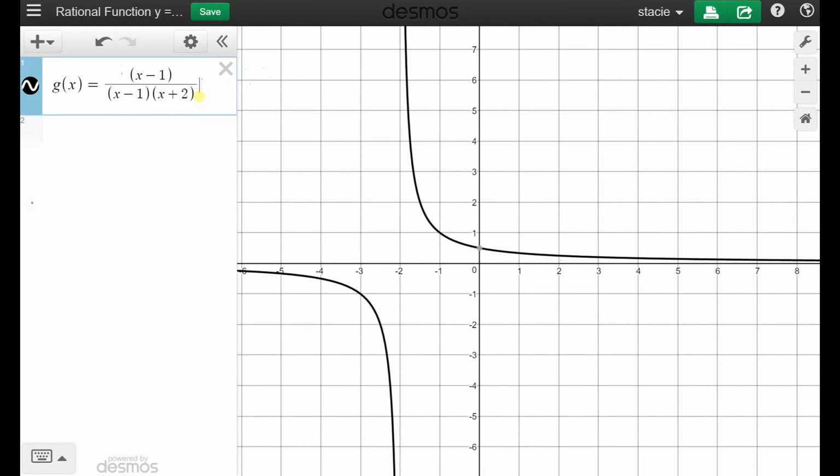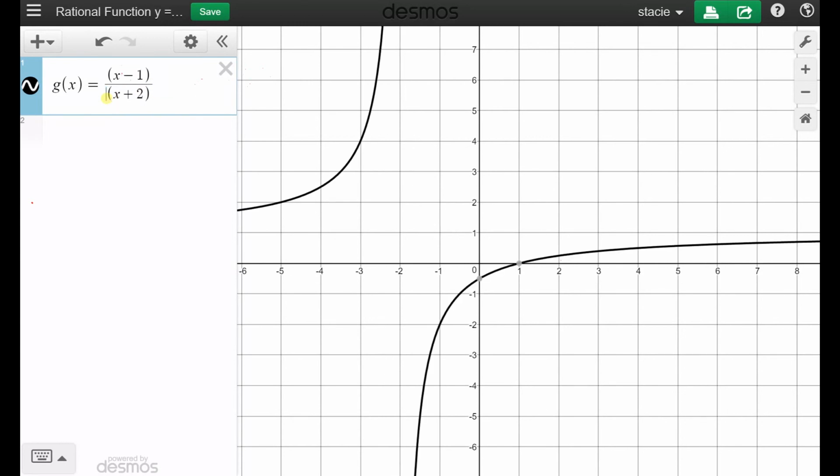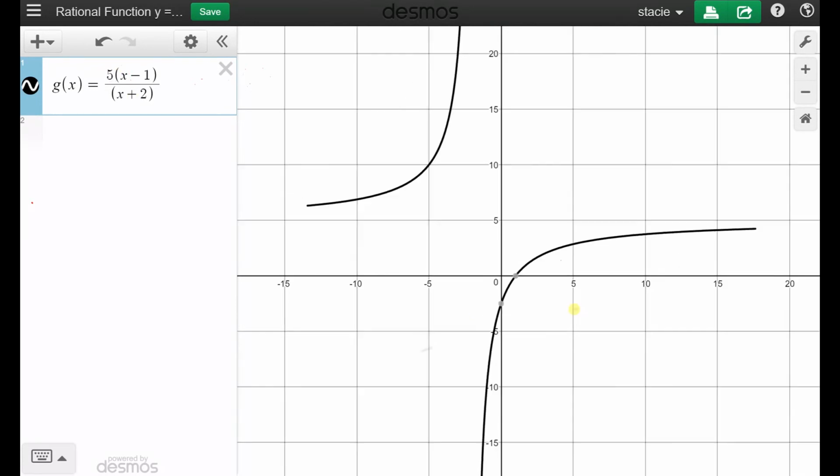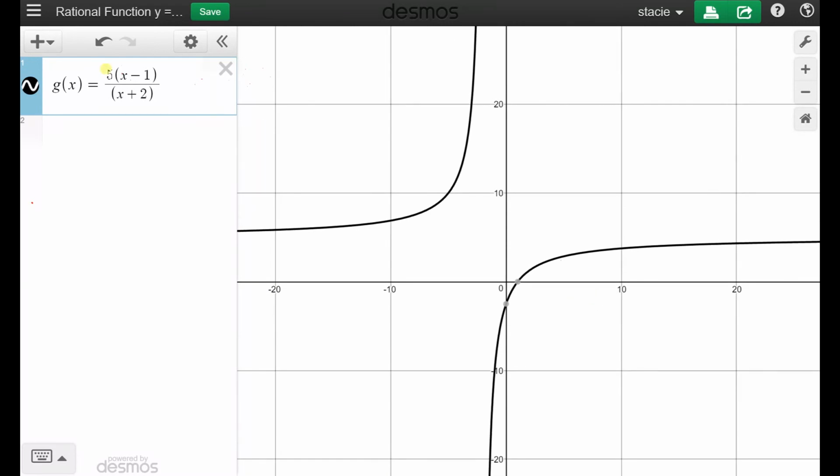Horizontal asymptote: when the degree of the denominator is bigger than the degree of the numerator, the horizontal asymptote is y equals 0, because that bottom takes over. And when the degree of the numerator and the denominator are equal, then the horizontal asymptote is the ratio of the coefficients of the numerator and the denominator. Okay, so those were the key topics that we talked about in this video about the discontinuities and horizontal asymptotes of rational functions.